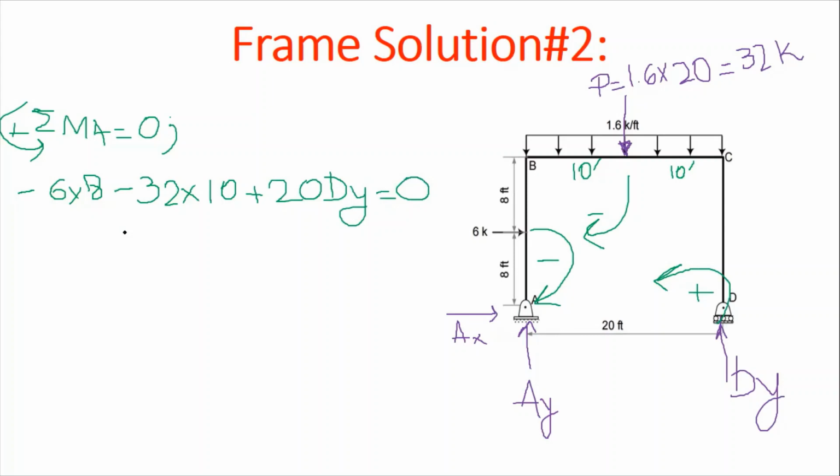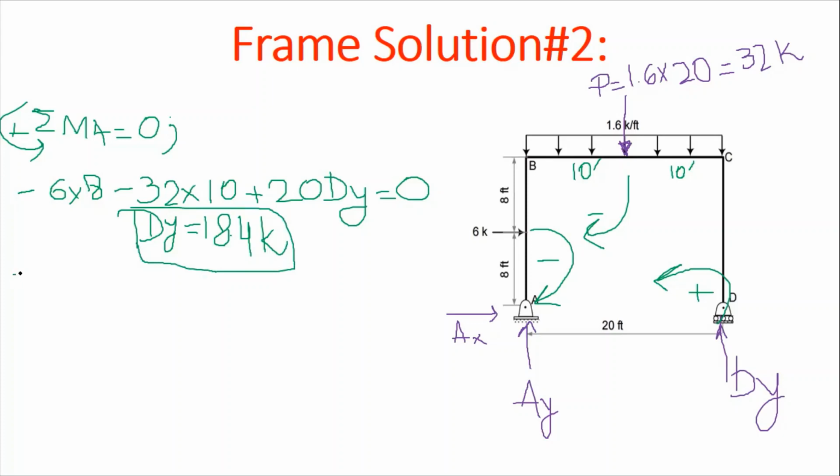6 into 8 minus 320, obviously 32 into 10 equals 320, so it is coming out to be negative 368. When we bring it to the opposite side of the equals sign it becomes positive, so we divide it by 20. It is coming out to be 18.4. So DY is 18.4 kips. So this is the support reaction DY.